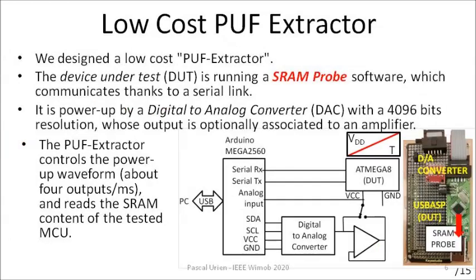We design a low-cost PUF extractor. The device under test is running SRAM probe software, which communicates thanks to a serial link. It is powered up by a digital to analog converter with a 4096 level resolution, whose output is optionally associated with an amplifier. The PUF extractor controls the power-up waveforms, about 4 outputs per millisecond, and reads the SRAM content of the tested MCU.